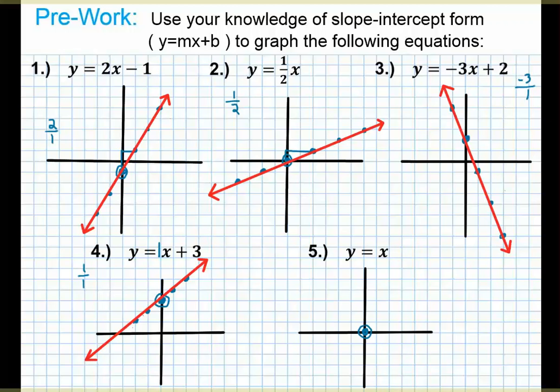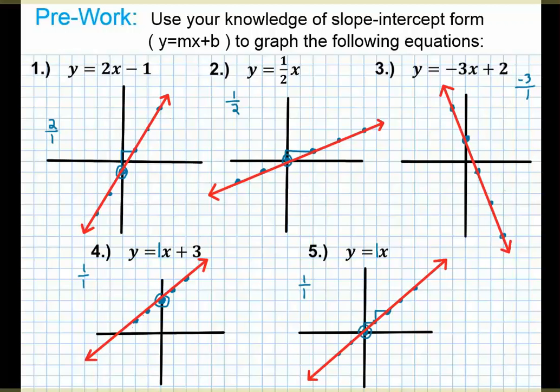Now, y equals x, so the slope is 1. Remember, that's 1/1. It's the same slope as the last one. So up 1/1, up 1/1, up 1/1, and down 1, left 1. And that's that 45-degree angle I was talking about. It kind of splits quadrant 1. Quadrant 1 is a 90-degree angle, so it's going to split it in half.